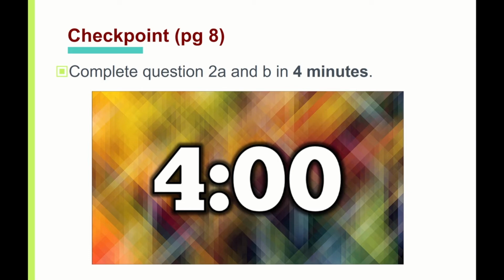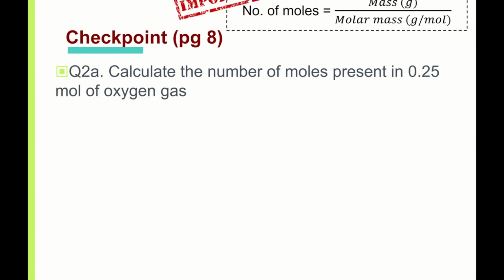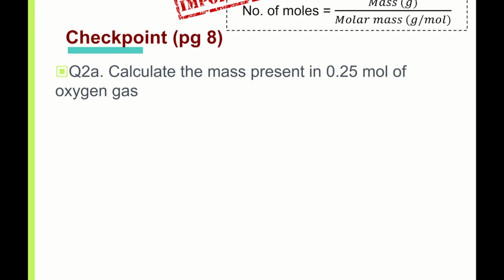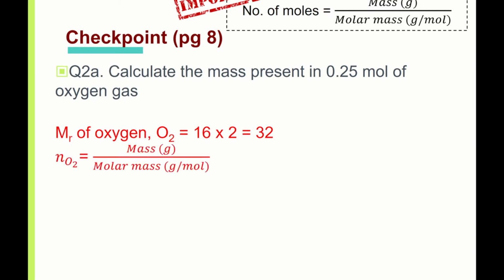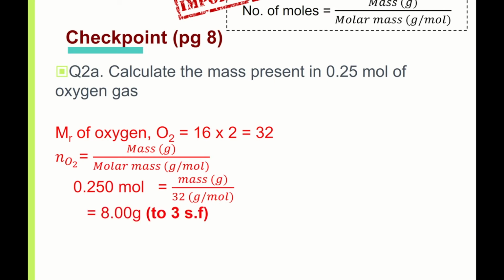Time yourself for 4 minutes. For question 2A, now they want you to find the mass. You're given the number of moles, and you need to find the mass. So what is the formula of oxygen? This you need to know. Oxygen is always O2, so that they are stable. Your dot and cross is O2. So the mass of 1 mole of oxygen is 32 gram. You are given 0.25 mole, so 0.25 multiplied by 32, you get 8 grams. So 0.25 moles is only 8 grams.